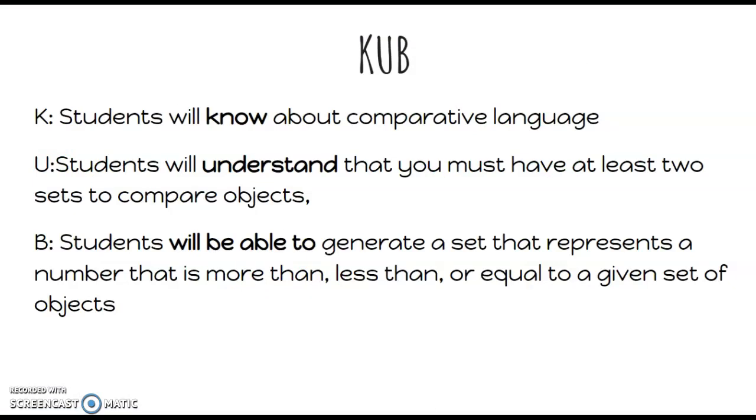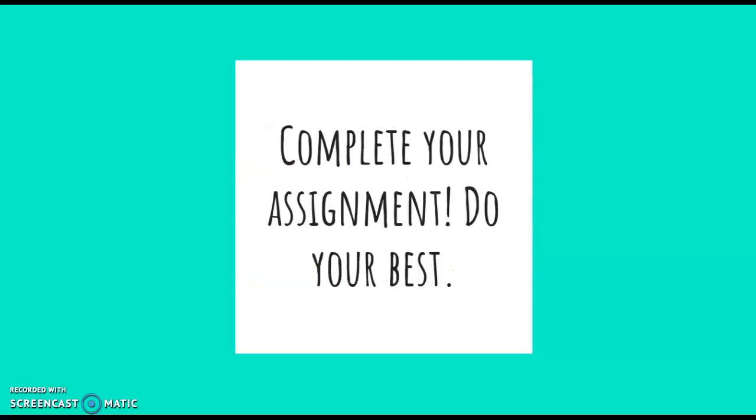All right, so let's go over our objective again. So the students will know about comparative language. Students will understand that you must have at least 2 sets of objects to compare, which we did. And now you're going to be able to generate a set that represents a number that is more than, less than, or equal to a given set of objects. That's what we just practiced.